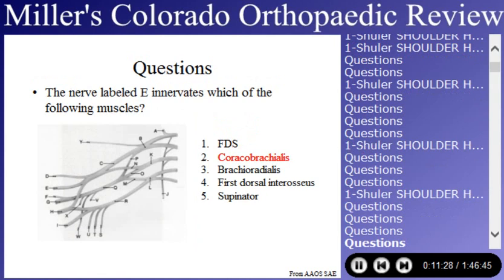Nerve labeled E innervates which of the following muscles? This is more representative of a type of question. E is the what? Musculocutaneous nerve. Innervates the coracobrachialis.